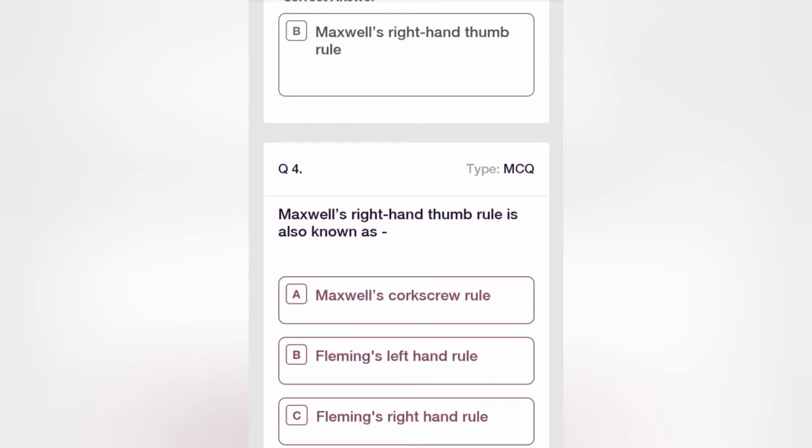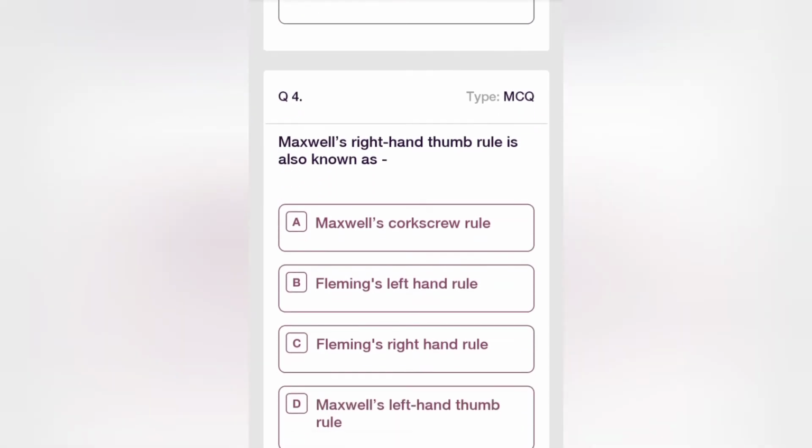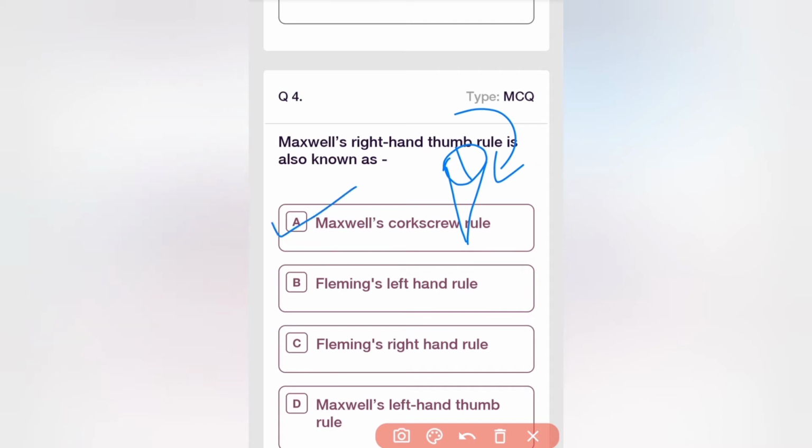Maxwell's right-hand thumb rule is also known as, suppose if we consider a corkscrew, and if we drive this corkscrew in the direction of the current, the direction of rotation will indicate the direction of magnetic field lines. So option A, Maxwell's corkscrew rule. Option B, Fleming's left-hand rule. Fleming's right-hand rule. Option C, option D, Maxwell's left-hand rule. No, it is also known as Maxwell's corkscrew rule. Option A is the correct answer.